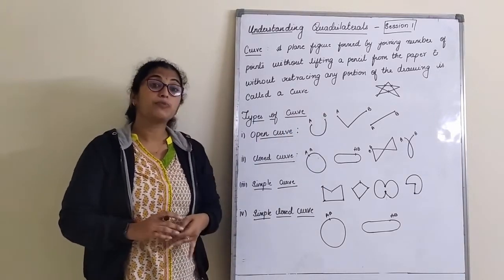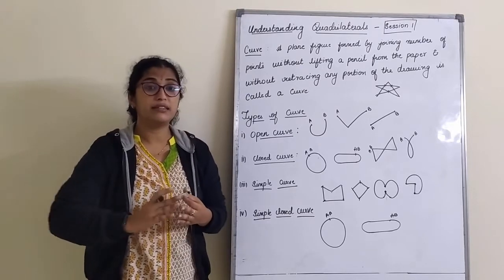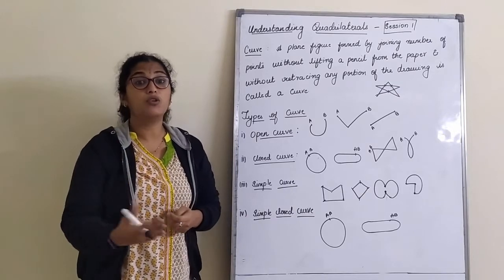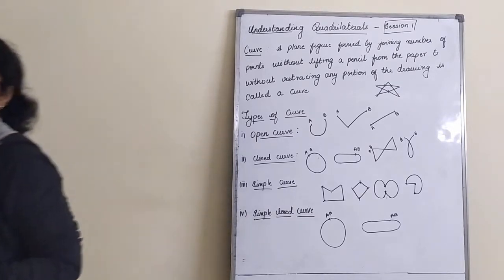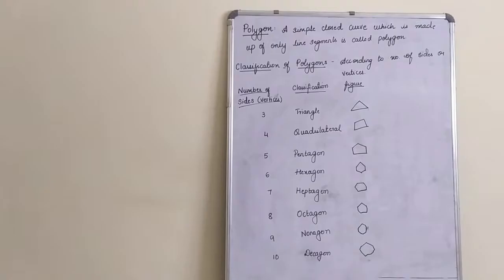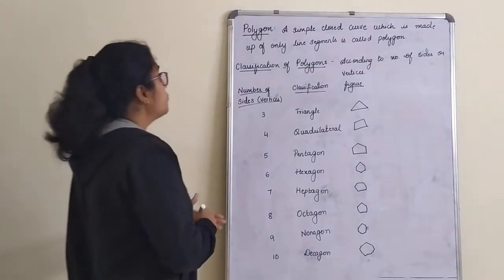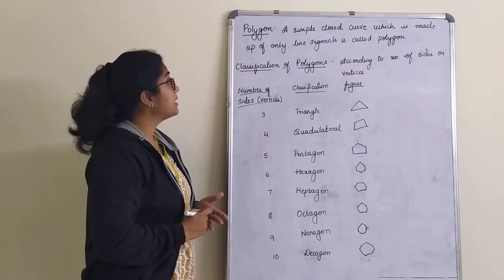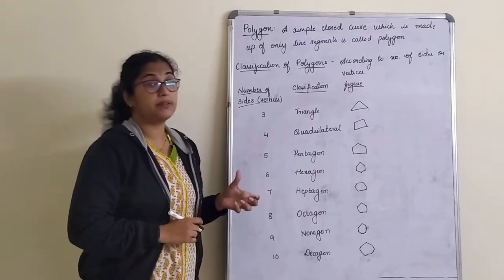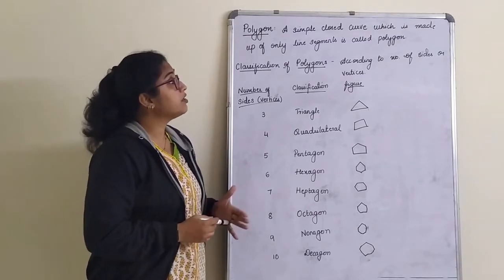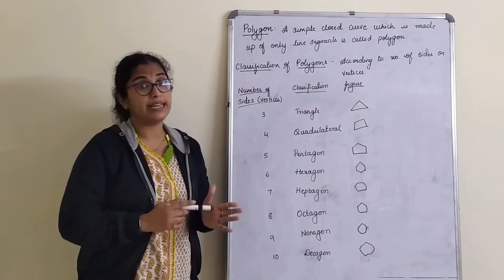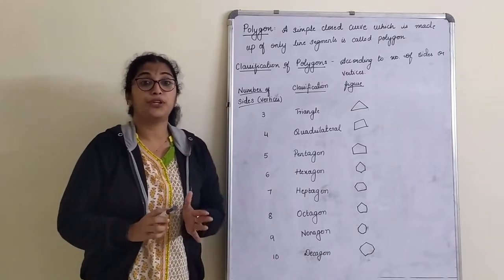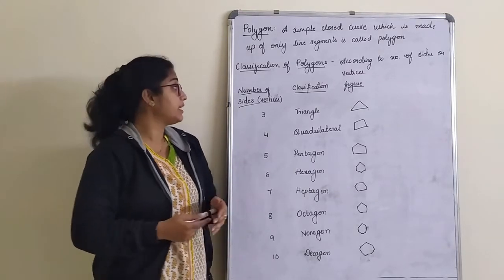Now next we will see what a polygon is, what the angle sum properties of a polygon are, and how, based on the number of sides, we define a polygon. So what is a polygon? A polygon is a simple closed curve which is made up of only line segments. A simple closed curve which is made up of only line segments is called a polygon. So we classify polygons based on the number of sides or vertices.